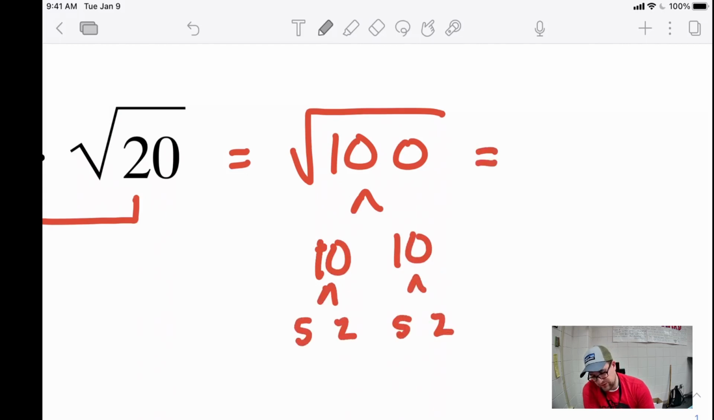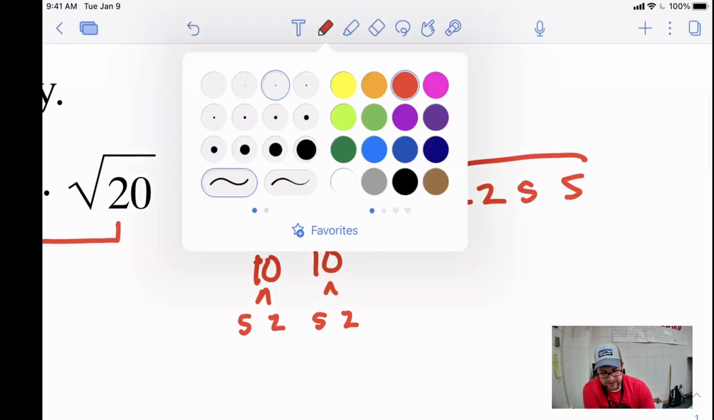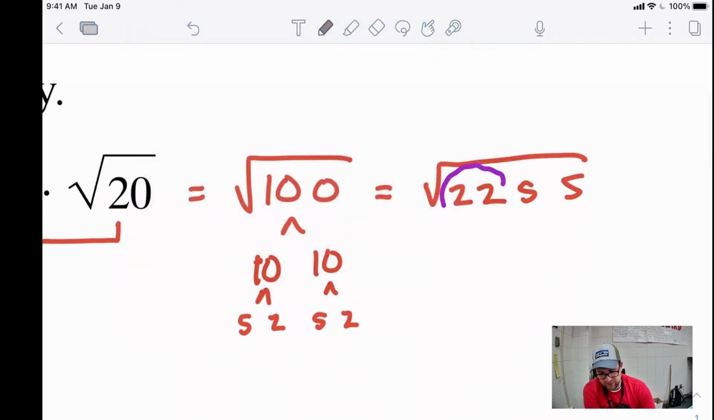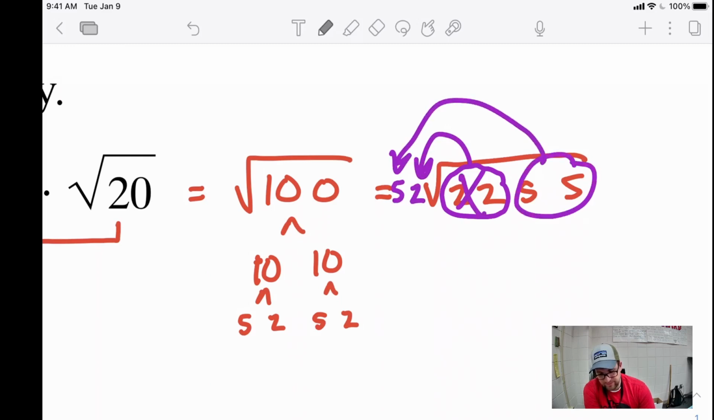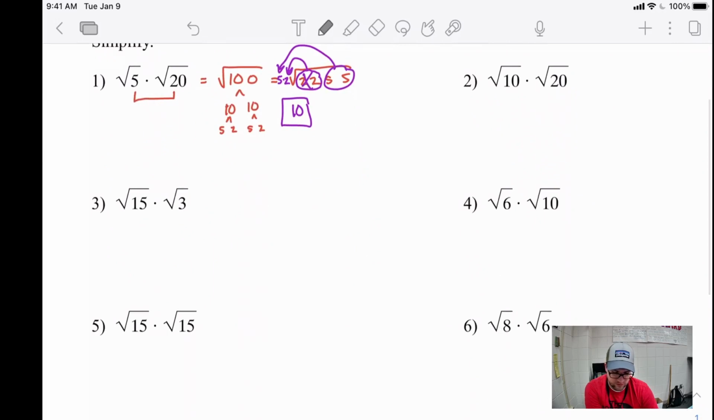So I can really rewrite this, right? My code would be 2, 2, 5, 5. Now we want to look for any pairs. 2 for 1 special, so I can pull out a 2, I can pull out a 5. Now in this one, notice how our square root disappears. That's okay. 2 times 5 gives us a 10, and since we don't have anything left in the square root, it is gone. Let's do one more of those. How about, let's do number 4 here.